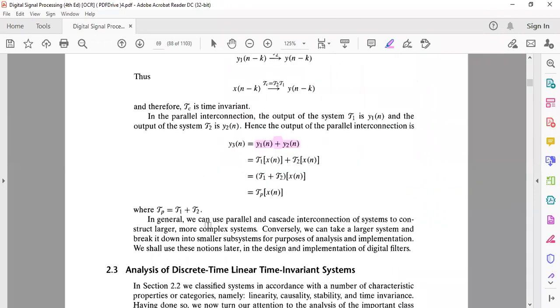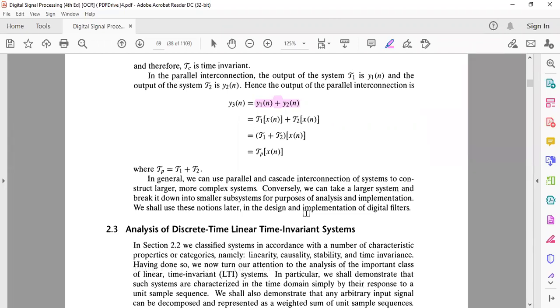And we're saying that in general, we can use parallel and cascade interconnection of systems to construct larger, more complex systems. Conversely, we can take a larger system and break it down into smaller subsystems for purposes of analysis and implementation. And we shall see this later when we design filters. Interconnection of systems will become very important then.